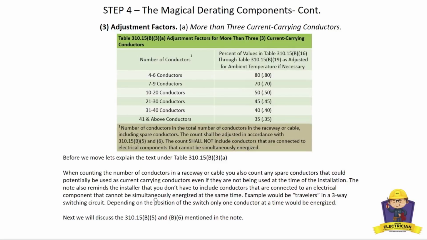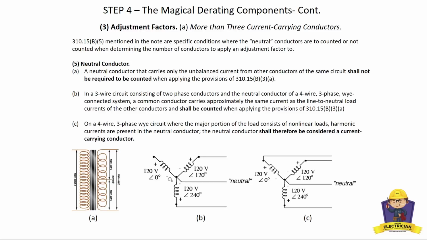The last two we want to talk about is 310.15(B)(5) and (B)(6), because both of those are encompassed here as well in this note, so we want to talk about those. So we were talking about this a little earlier, and this is what's considered a neutral conductor and whether or not you have to count it as a current carrying conductor. Well, this is pretty simple to understand. A neutral conductor that carries only the unbalanced current from the conductors of the same circuit shall not be required to be counted when applying the provisions of 310.15(B)(3)(a).